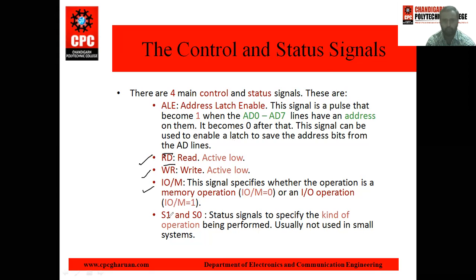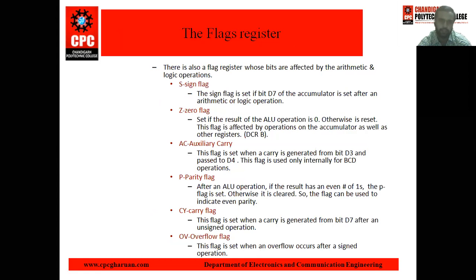This is IO slash memory bar. It shows whether the microprocessor is performing the operation with your peripheral devices or your memory. Next is S1 and S0. There are 4 combinations of S1 and S0. We'll discuss in next slides.